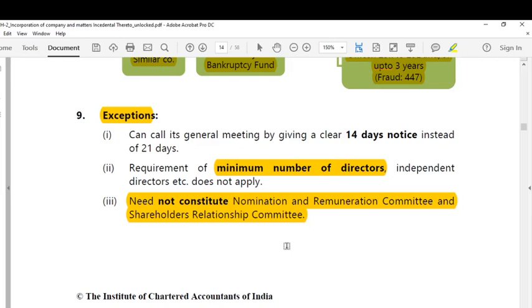With regard to the general meeting, it can give a notice of 14 clear days for convening a general meeting. In case of a public company or a private company, it is 21 days. So this is the one exception given. The second exception given to a Section 8 company is that the requirement of a minimum number of directors and independent directors does not apply to this company, unlike a public company or a private company. And the third exception is that it need not constitute various committees like a nomination committee, remuneration committee, and a stakeholders relationship committee like any public limited company. So these are the only three exceptions.